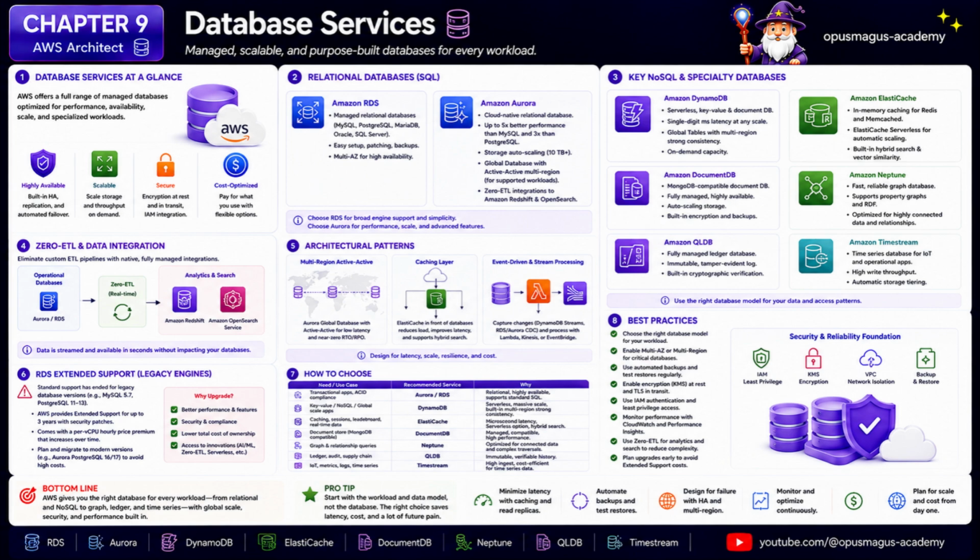Database architecture starts with the shape of the data and the way the application uses it. Some workloads need relational transactions, joins, constraints, and SQL. Some need massive key value scale. Some need ultra-fast caching. Some need document models, graph relationships, immutable ledgers, or time series ingestion. AWS offers many database services because these access patterns are genuinely different.